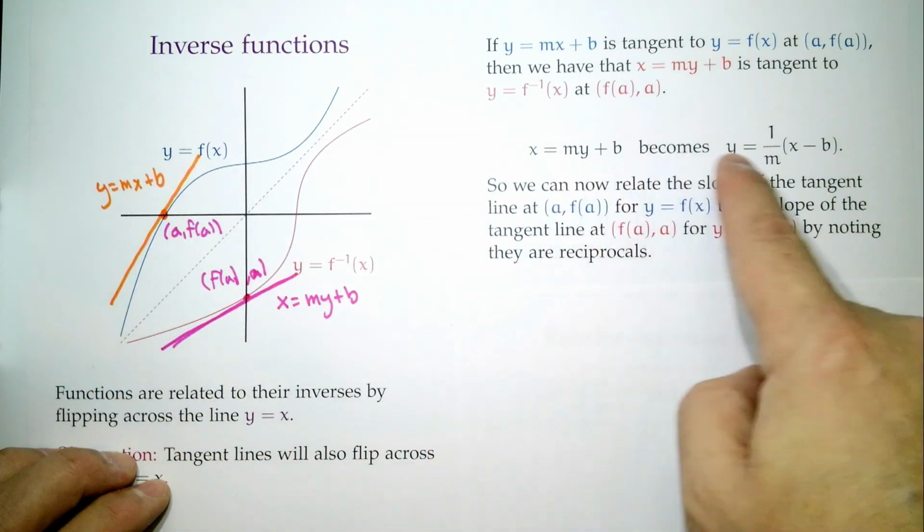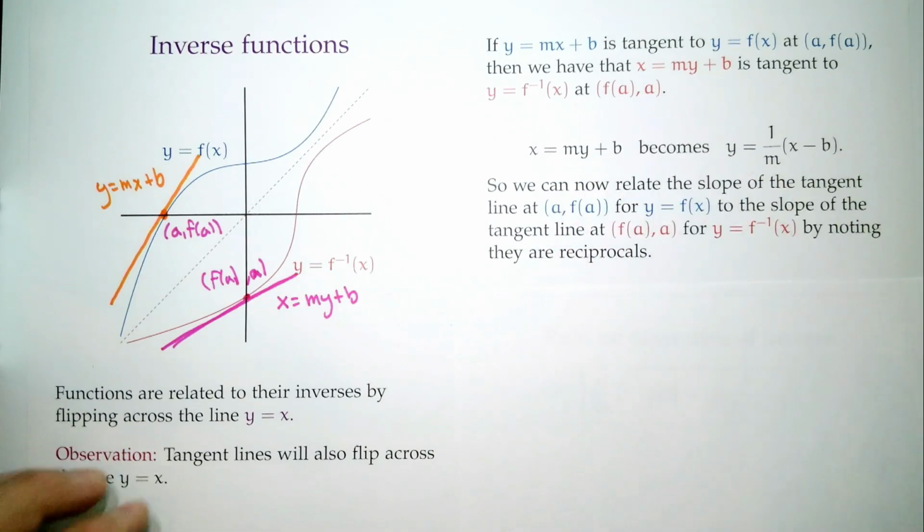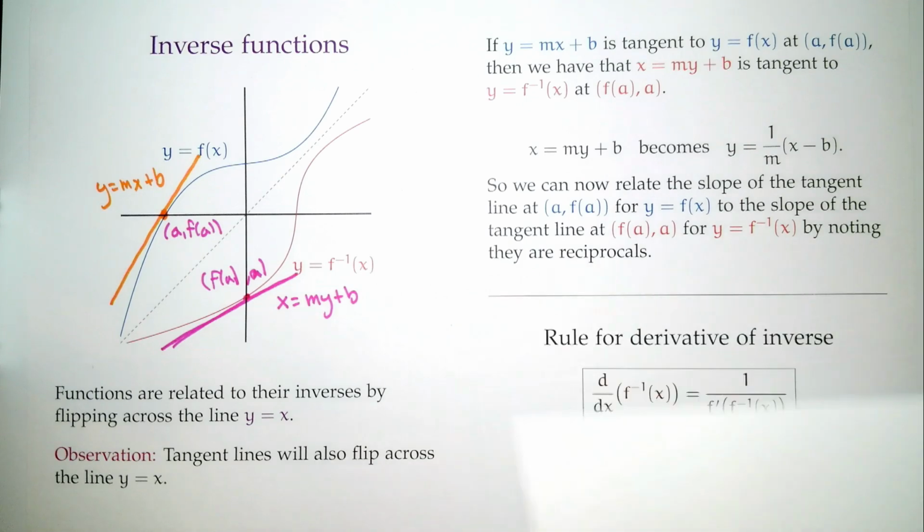Because notice the slopes, how they relate: m versus 1 over m. So if I can just find the right slope, I just flip it up, and I'm done. So what's the right point? Well, it turns out it's not too hard to figure out.